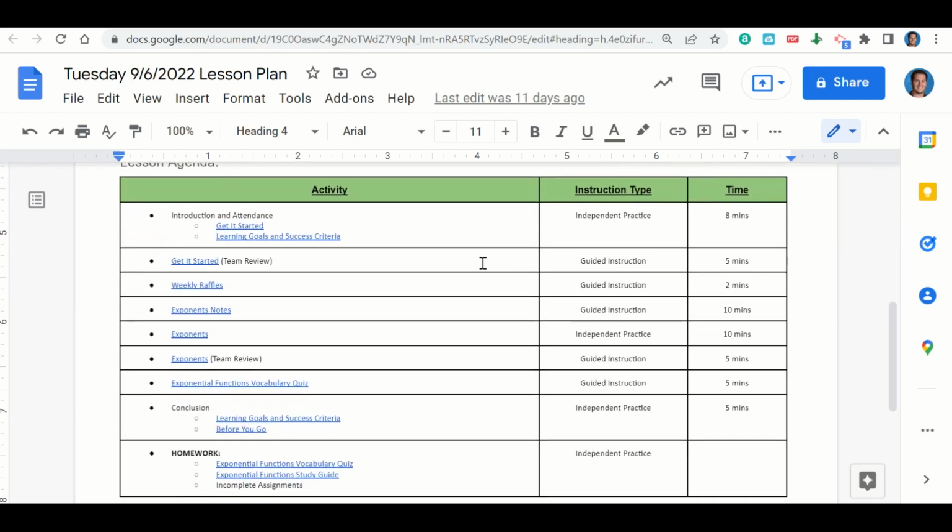Now let's take a look at our agenda for today. We'll begin by going over our learning goals and success criteria. While we do that, you'll fill out your Get It Started. Once you've completed your Get It Started, we'll go over it together and answer any questions that you may have.